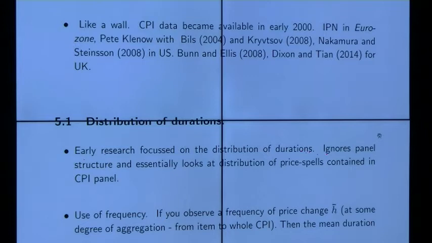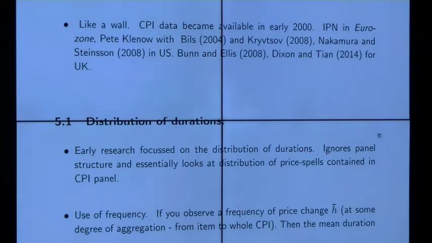And there's actually been a lot of research. CPI data became available to some people in the early 2000s. So there was the Inflation Persistence Network in the Eurozone, and there were many studies of France, Italy, Germany and so on. And in America, there were the famous studies by Pete Klenow and Mark Bils, and Klenow and Kryvtsov, Nakamura and Steinsson. In the UK, there was some done by the Bank of England by Bunn and Ellis, and some by myself and Kun Tian for the UK.